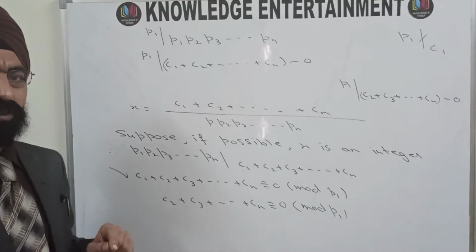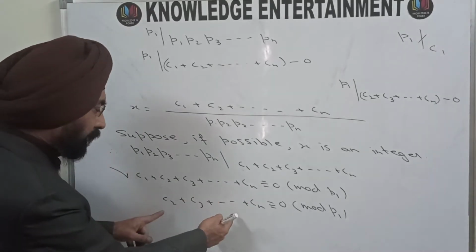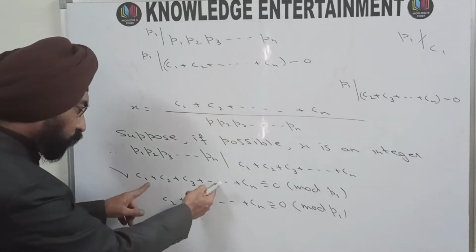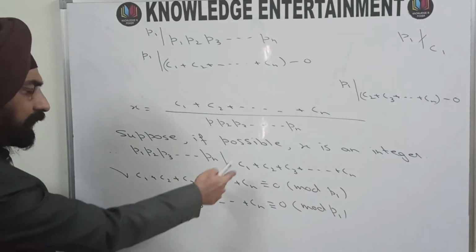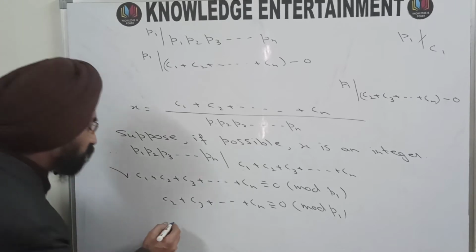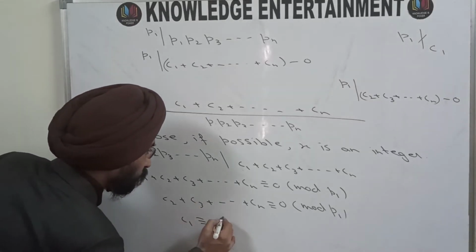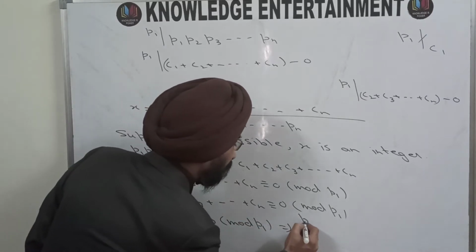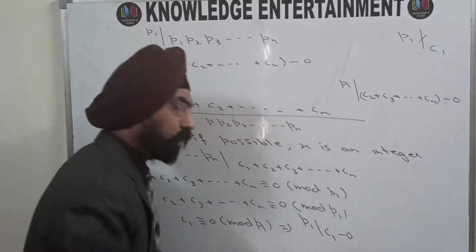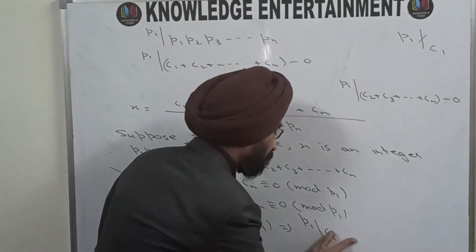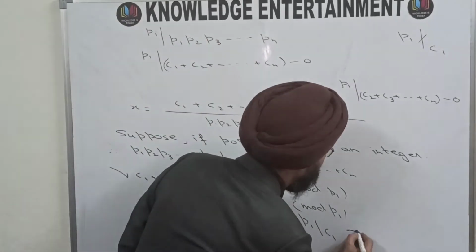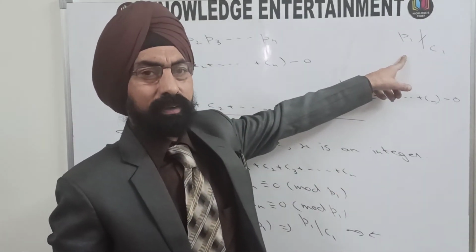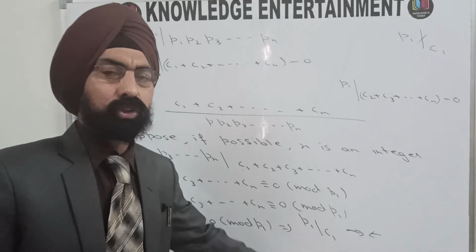Subtracting, what will you get? This quantity minus this quantity is congruent to 0 minus 0 modulo P1. But in this quantity minus this quantity, C2, C3, Cn all will be cancelled. What will you be left with? C1 is congruent to 0 modulo P1, and it means P1 divides C1 minus 0, or you can say P1 divides C1, which is a contradiction because we know that P1 does not divide C1. So it is a contradiction.